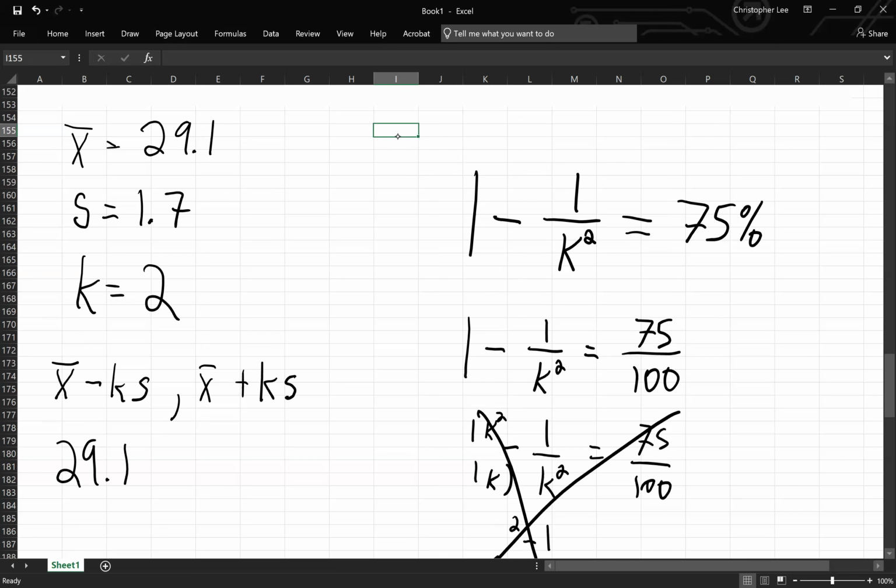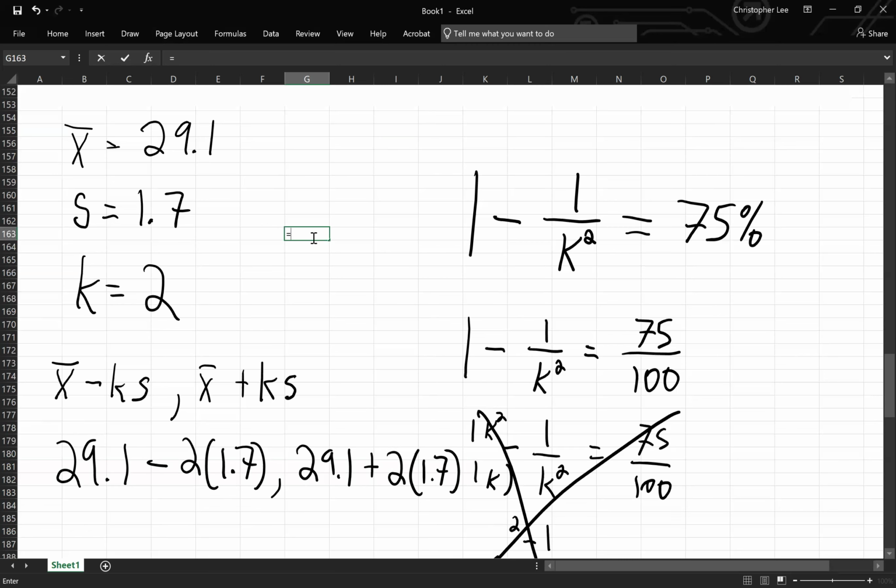29.1 minus 2 times the standard deviation to 29.1 plus 2 times the standard deviation. Little calculator, boom, boom, boom, and you're done. All right. So I'm just going to cheat a little bit. This is 29.1 minus 2 times the 1.7.